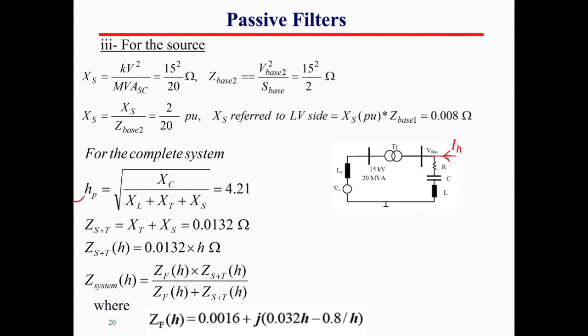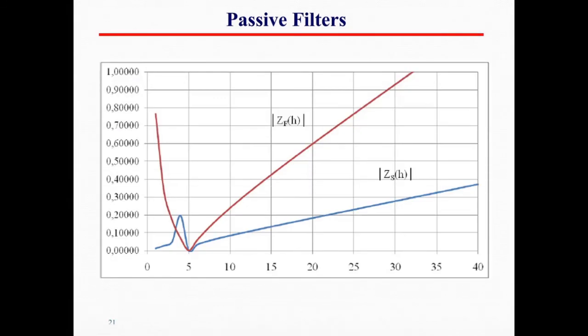Then we can, of course, find the total impedance of the system. So as a result, the filter will be in parallel for the harmonic. For the harmonic order, the filter will be in parallel with both the source and the transformer. And that will be the result. And then we can sketch the impedance with respect to the harmonic order.